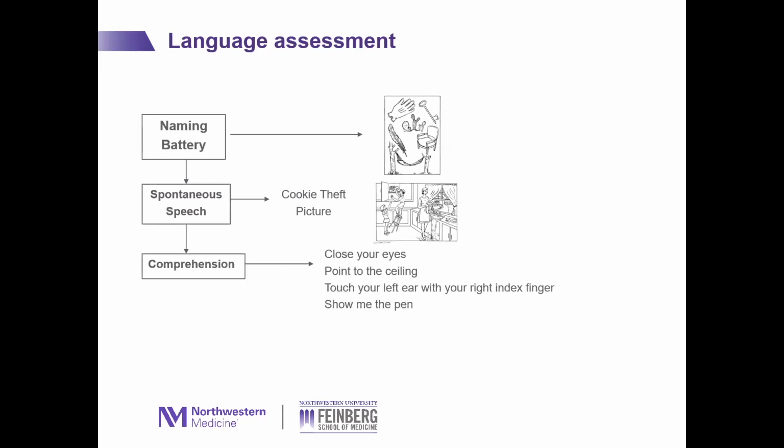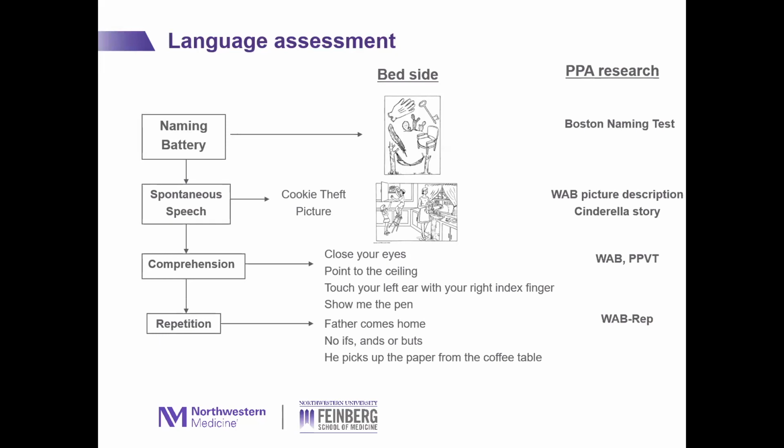And then you also take into account comprehension and repetition. And then you come up with those syndromes that you all know very well. In PPA, we do almost the same thing. So these are the tests we use in our research at Northwestern. Boston naming for object naming, and then the wall picture description instead of the cookie theft. There's also the Cinderella story where they describe the story and then it gets analyzed in more detail.